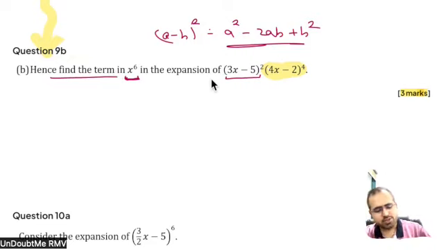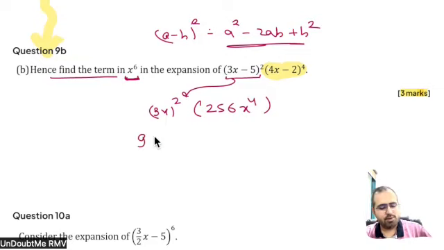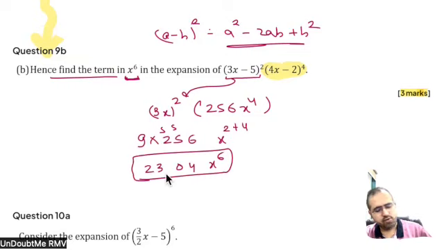So we will get x to the power 6 from the very first term, which will be (3x) whole square, and that will be multiplied with 256 x to the power 4 from the previous. That will be 9 into 256 x to the power 2 plus 4, and that is x to the power 6, and we need to just multiply this. 5 nines are 45, 45 and 5 is 50, and the answer is 2304 x to the power 6. Okay.